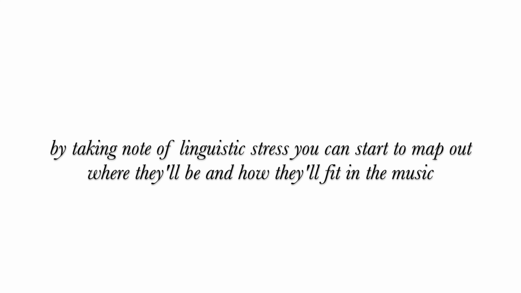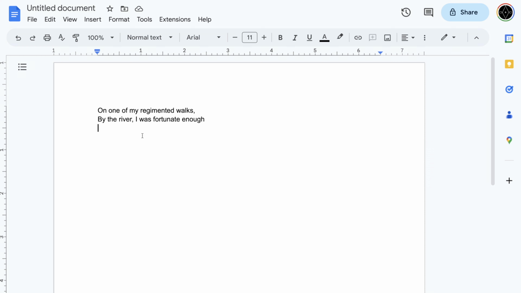You can do this just with pencil and paper, or right here in a text document, just by doing something like on, create an underline like that, on one of my, that's something, my regimented, right? So then maybe regimented is supposed to be big, so maybe right? Regimented, like that. Separate out the syllables of them like this. This can really help you understand where the stresses are in the words that you're setting.